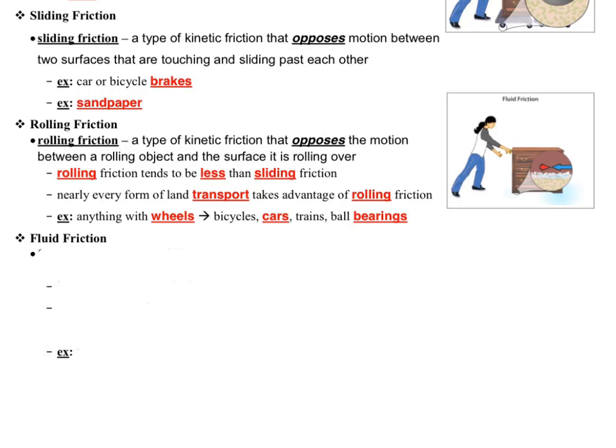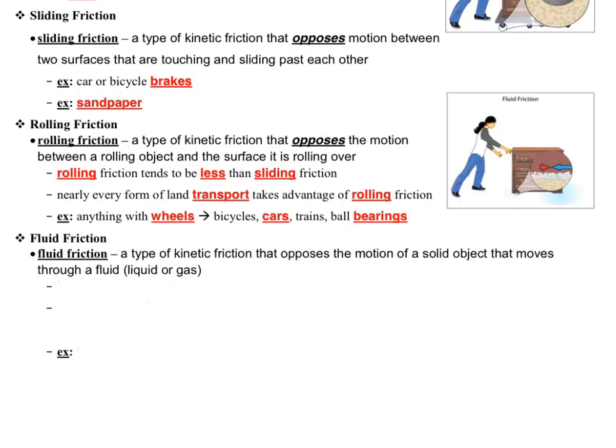Okay, next, what is a type of kinetic friction that opposes the motion of a solid object that moves through a fluid, in other words, a liquid or a gas? This is fluid friction. And again, a definition that hopefully should not be too difficult because it has the word fluid in it. Now, fluids we tend to think of as liquids, but gases also fit the requirements of fluids. So scientifically, gases are considered to be fluids as well. Does fluid friction tend to be more or less than sliding friction? Fluid friction, like rolling friction, also tends to be less than sliding friction.